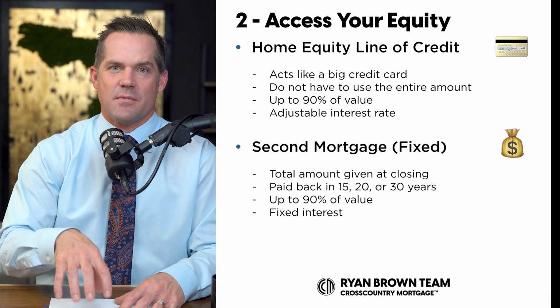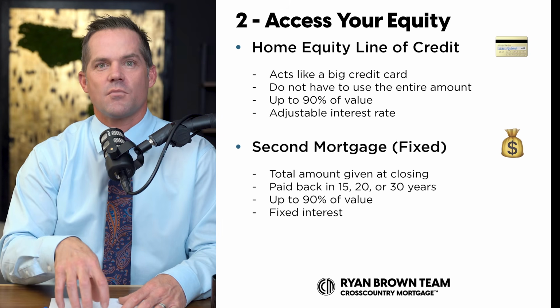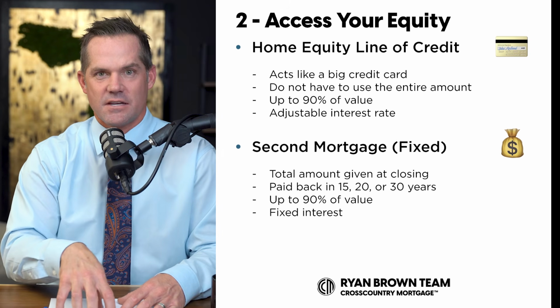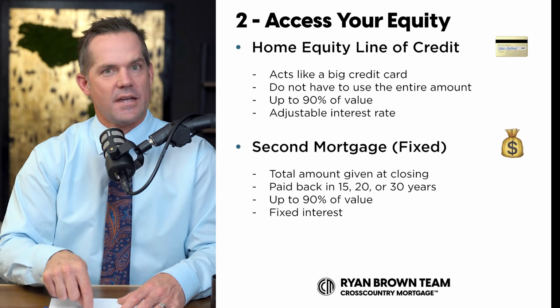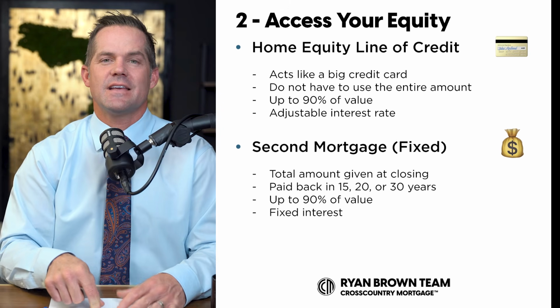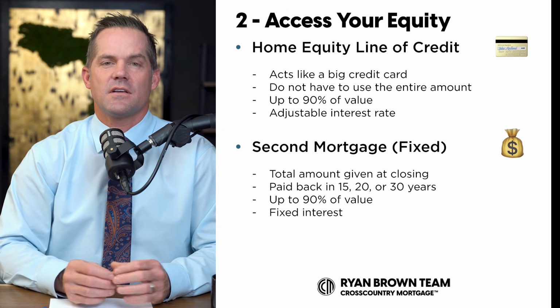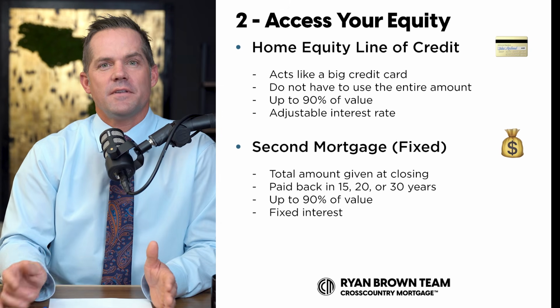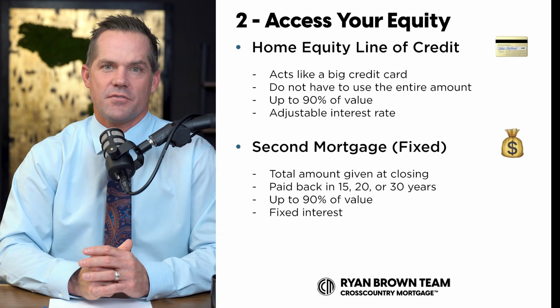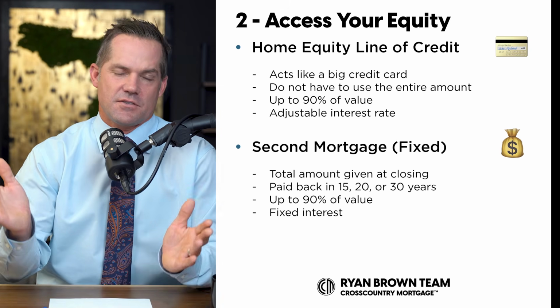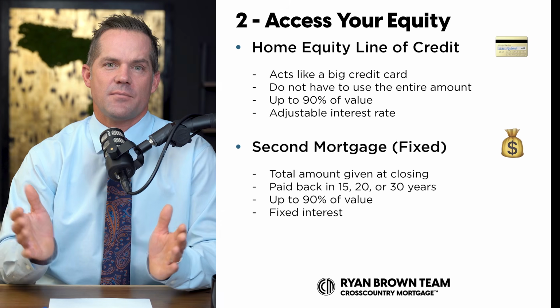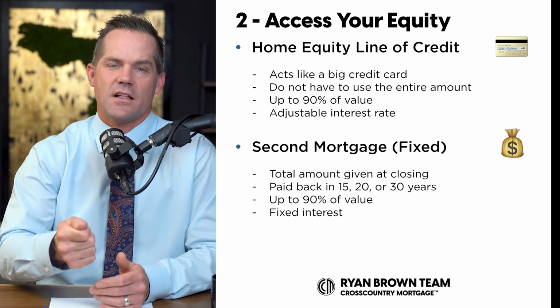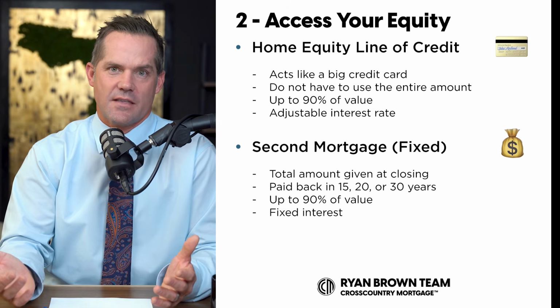Second mortgage is just going to be a fixed amount. So when you get a second mortgage, they're going to give you the money at closing. It's a fixed amount, and then you're going to repay it for 15, 20, or 30 years, the same as you do on your first. The home equity line of credit is going to be a big line of credit. So you only pay interest on whatever you take off the line. So if you have a $200,000 line of credit, for example, and you only use $20,000 of it, you're only paying interest on the $20,000.